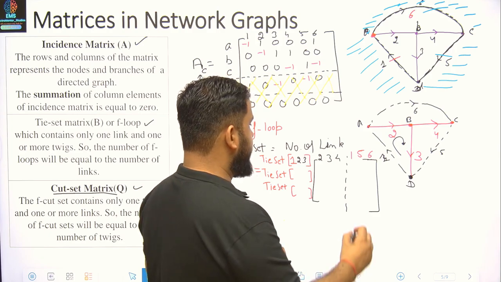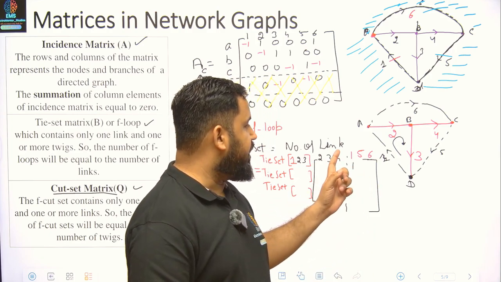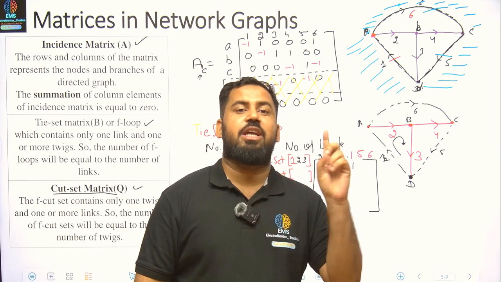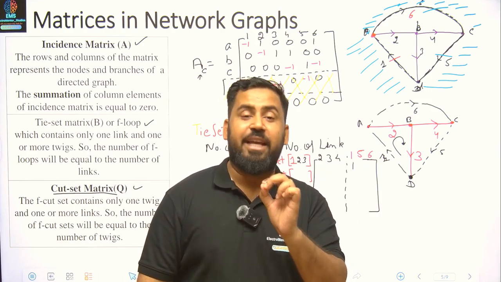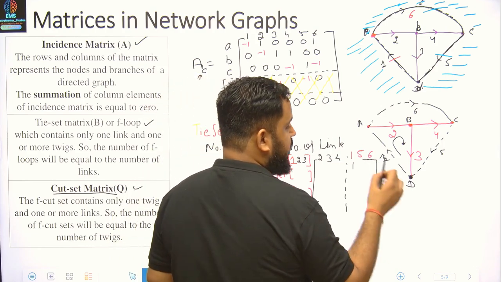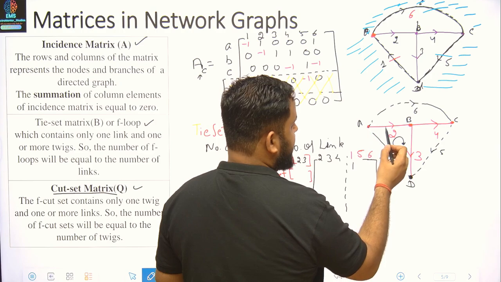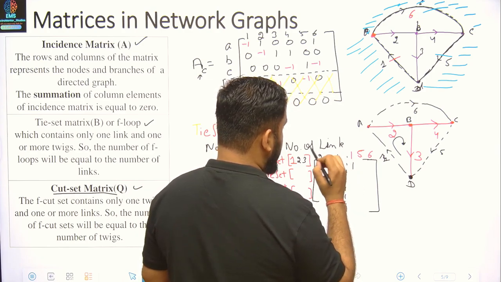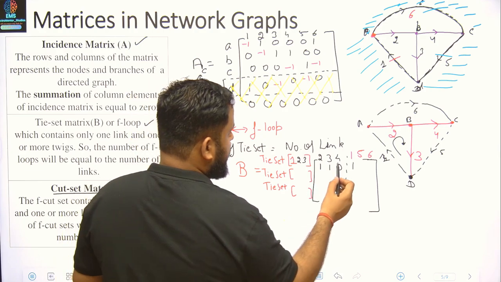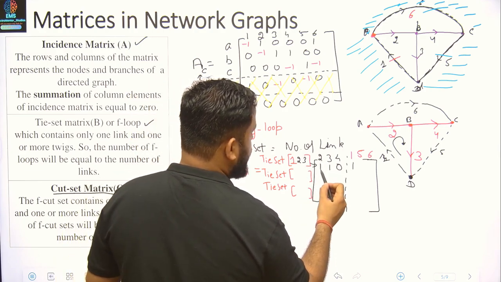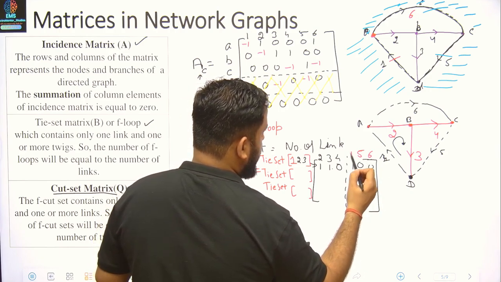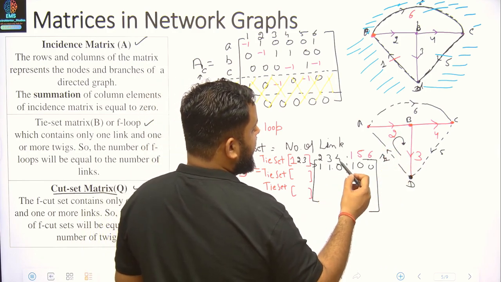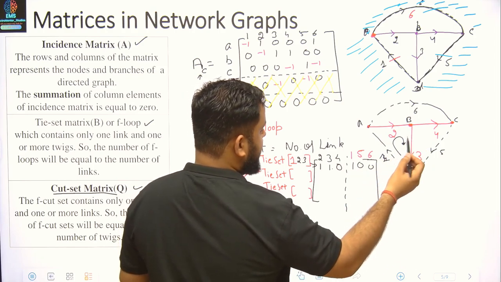Start moving in this direction. 1 is an outgoing direction. Place it as 1. Always remember, whichever tie set you choose, choose the direction according to the link. So direction will be according to the link. Start with D. 1 is in the same direction, 2 is also going in the same direction, 3 is also going in the same direction, and 4 is not connected to it. So the tie set for this is 1 1 0 1 1 0 1 0 0. 2 and 3 are connected and in the same direction of the current. 4 is not connected, and 1 is in the same direction of the current.